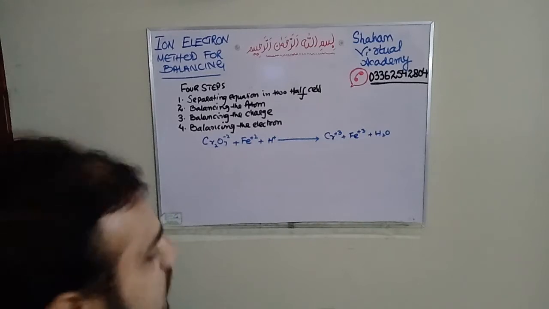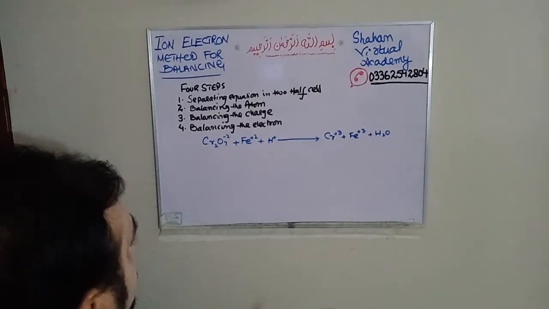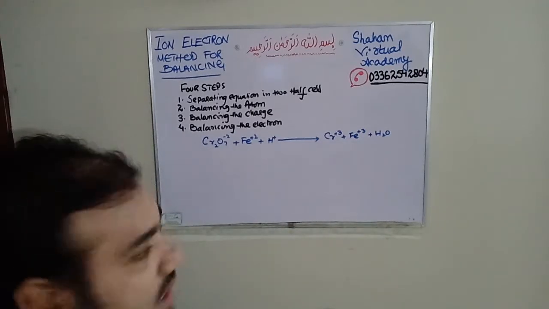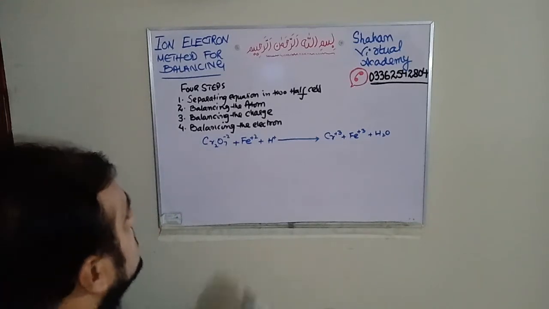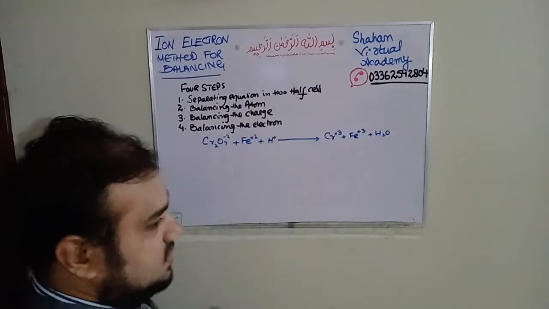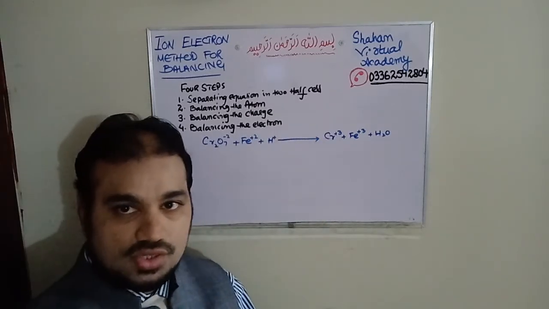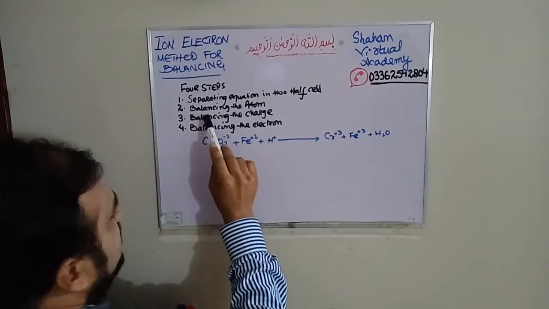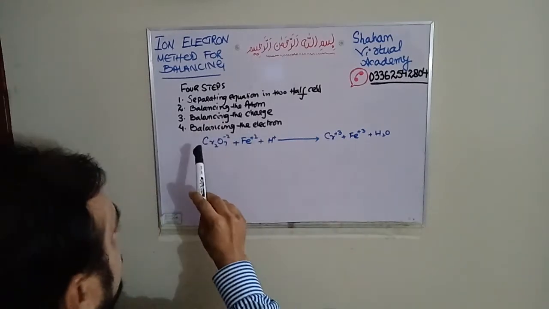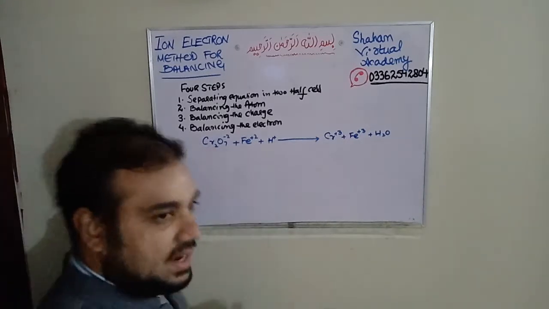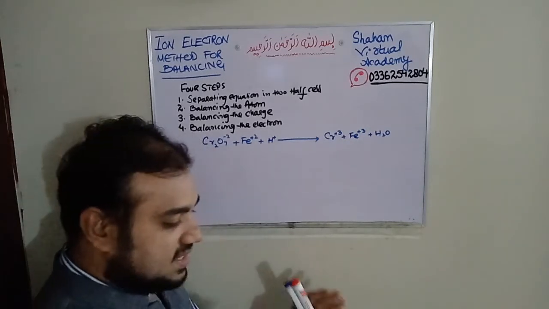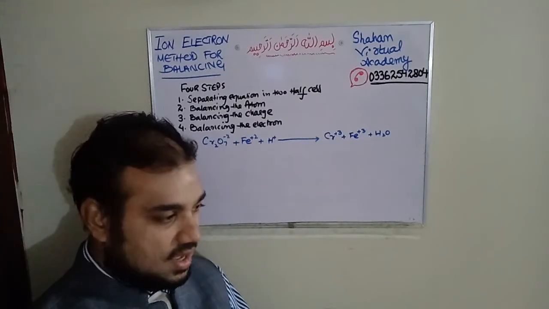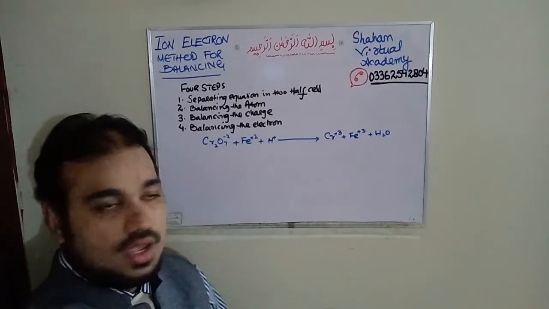If we would like to balance the equation which is in acidic medium, what steps do we take? There are four steps. First one is separating the equation into two half cells, the oxidation cell and the reduction cell. The second step is to balance the atoms. Third, you balance the charge. And fourth, you balance the electrons. At last, in the concluding stage, you combine everything and check the equation, whether it is balanced or not. Okay, so let's get started.